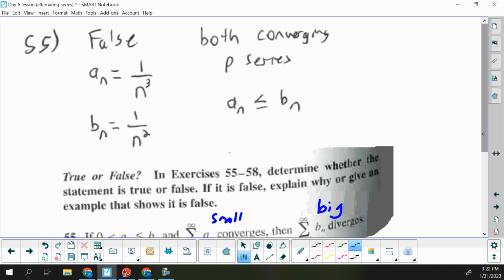So therefore, this proves this false, because you can figure out ones that are bigger than it that will still converge. Just don't get too small with that exponent. You don't want that n's exponent to get to 1 or smaller, because then it would switch to a diverge.